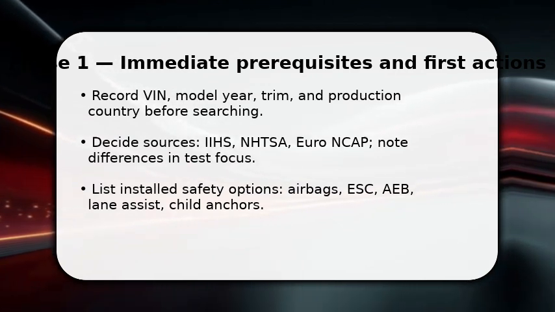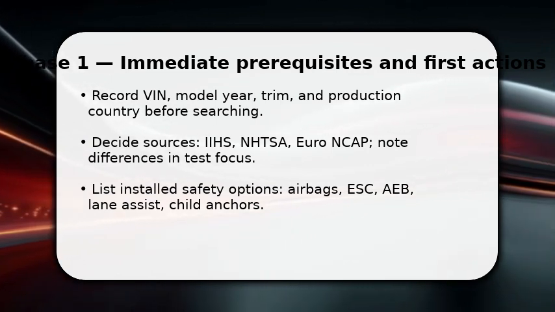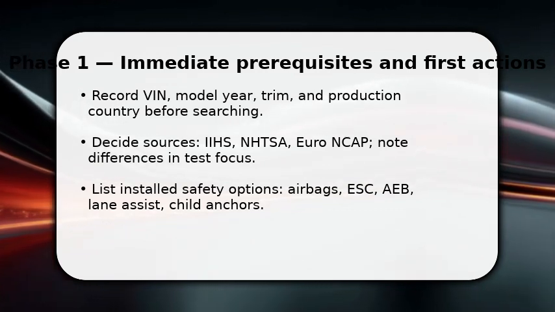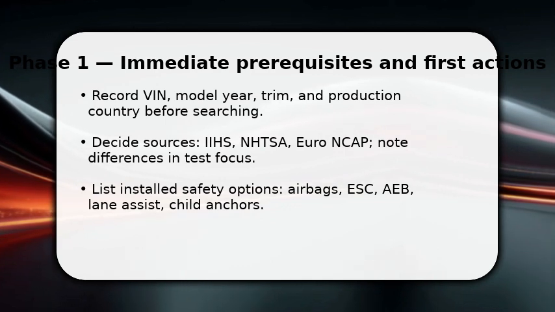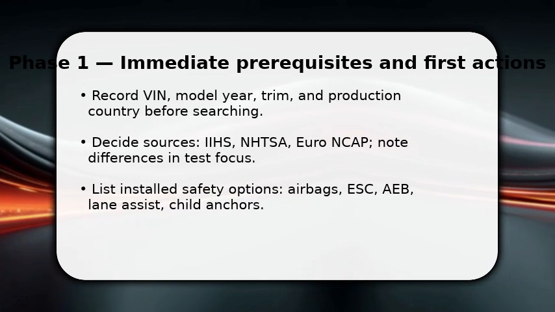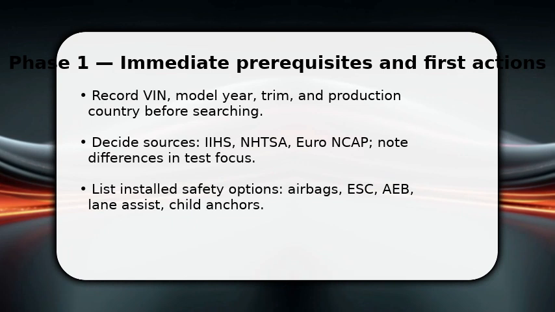Next, pick your primary databases, IIHS, NHTSA, or Euro NCAP, because each uses different crash tests and rating scales. While you're at it, list current safety equipment on the car, like airbags, ESC, and AEB. That matters since optional packages change scores. Once done, you're ready to run targeted searches rather than guessing at summary ratings.